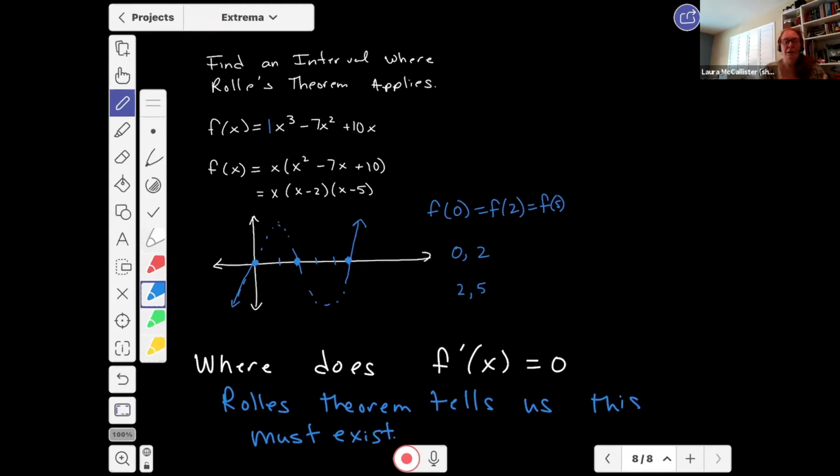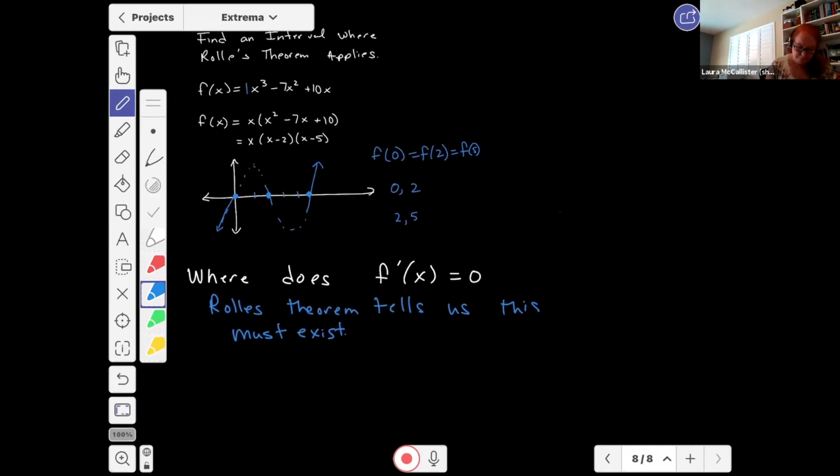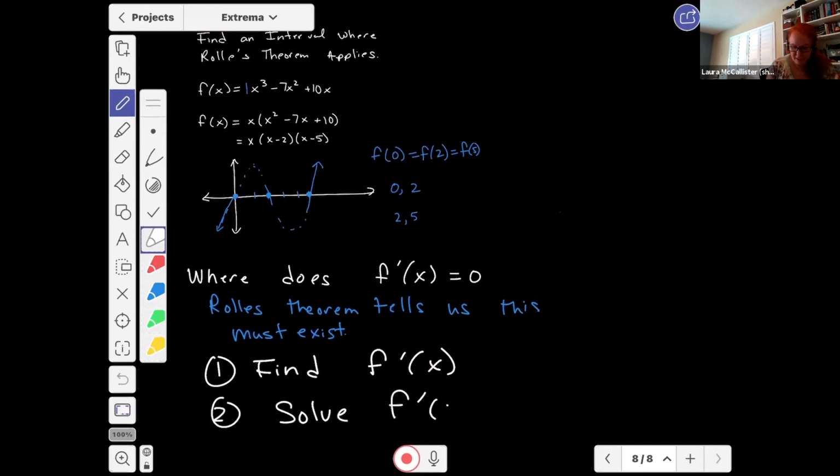Michael, you are 1,000% correct. It appears to look like it's 1 and 3.5, but appears is not enough. What do we have to do? To do this, one, we find f prime of x, and then solve. Where does that equal 0?